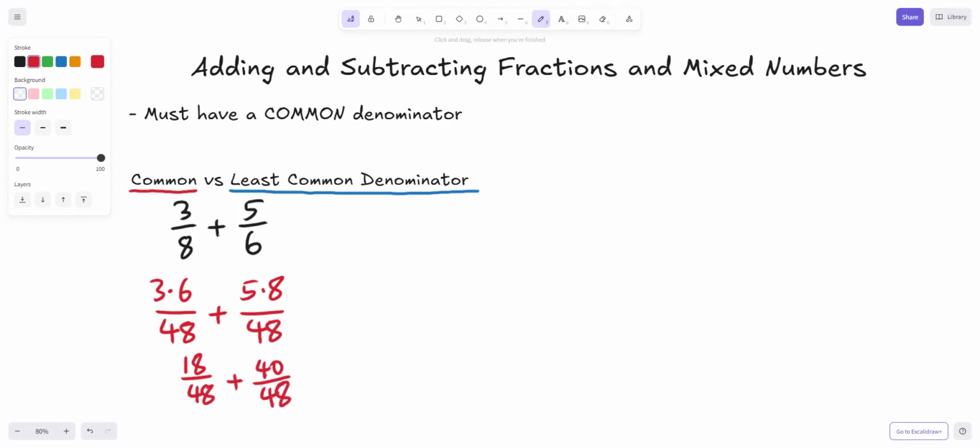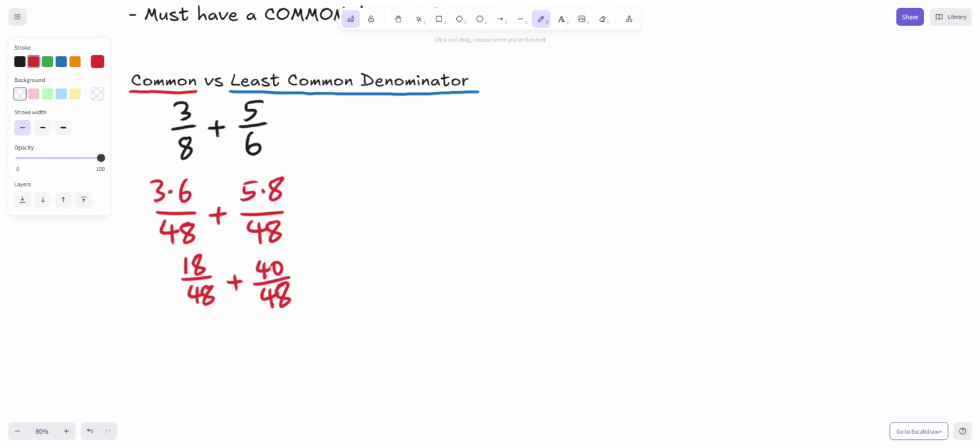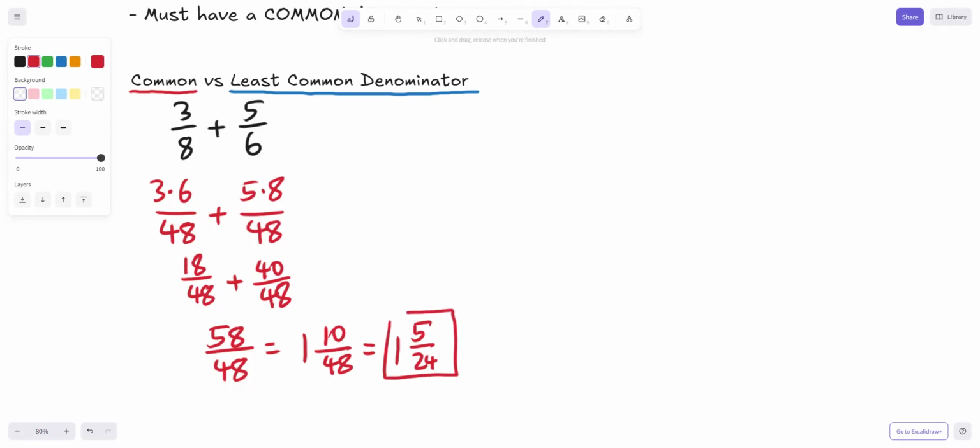Now when we're adding fractions with common denominators, we're only adding the numerator, or the top numbers, so this becomes 58 over 48, which simplifies to 1 and 10 over 48, which simplifies to 1 and 5 over 24. So that is one way to do it. I personally like finding the least common denominator better.